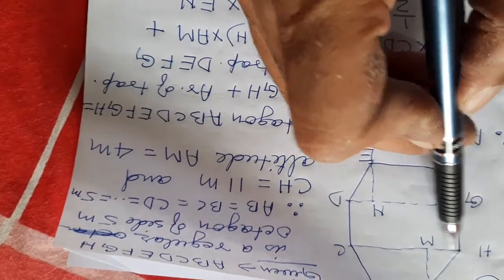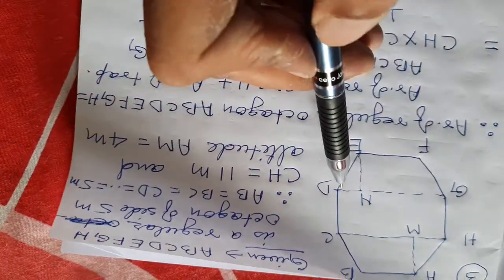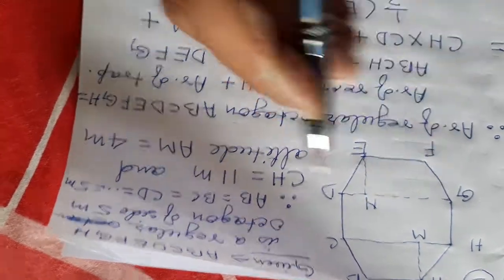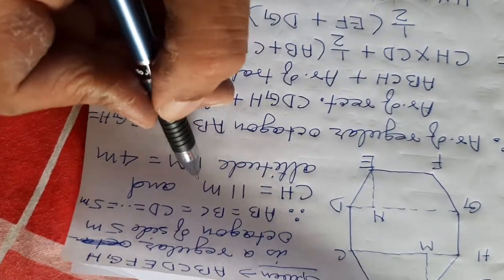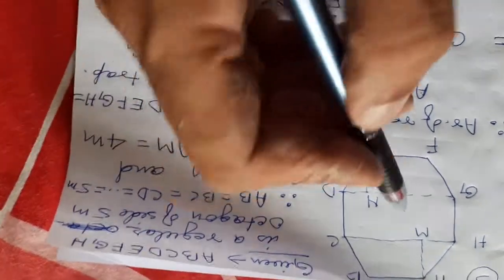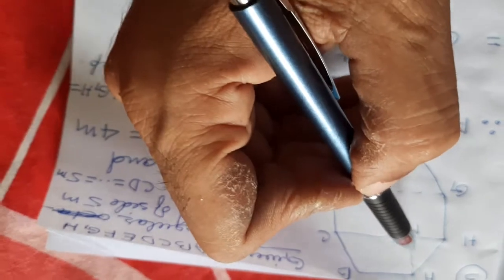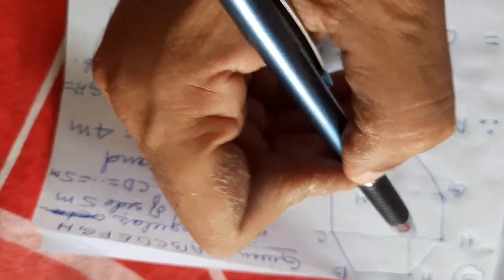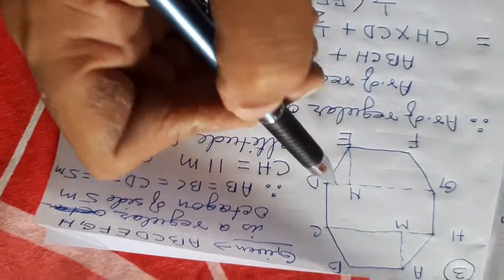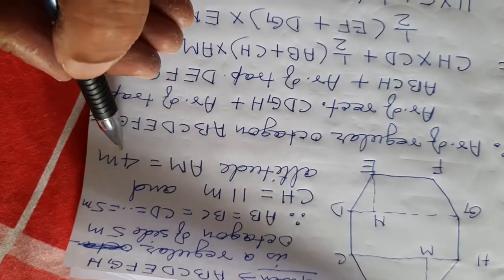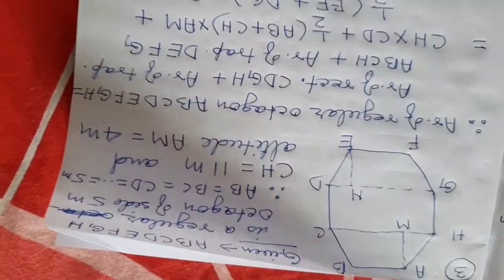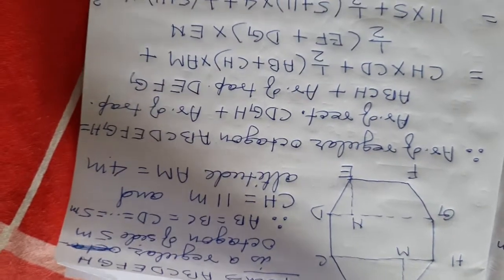Here it is given CH is equal to DG is equal to 11 meter, and the altitudes from its opposite vertices AM is equal to EN is equal to 4 meter. To find the area of this regular octagon.